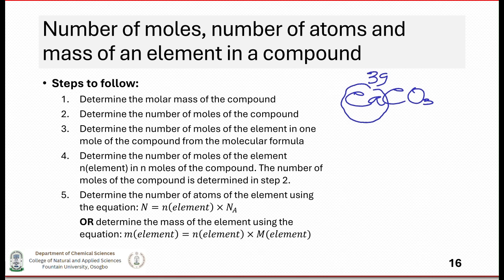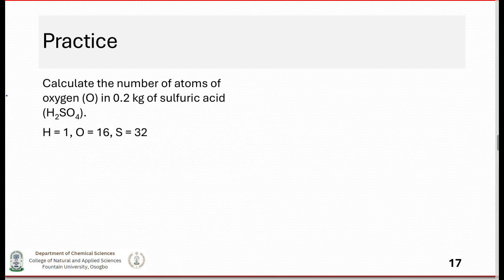So let's go ahead and see how we are going to do the calculation. I simplified it by giving you these 5 steps. The first step is to determine the molar mass of the compound and then determine the number of moles of the compound. Instead of reading the steps, we will look at a question and revise the steps one by one.